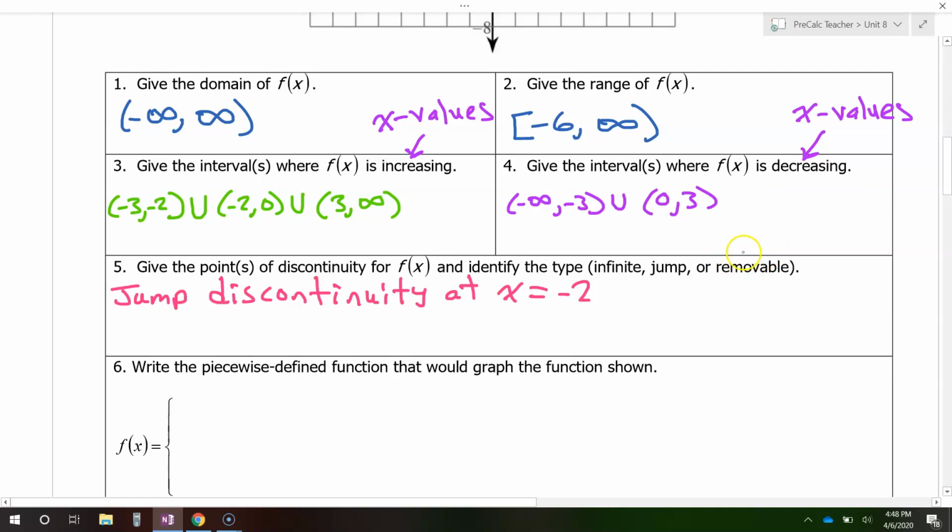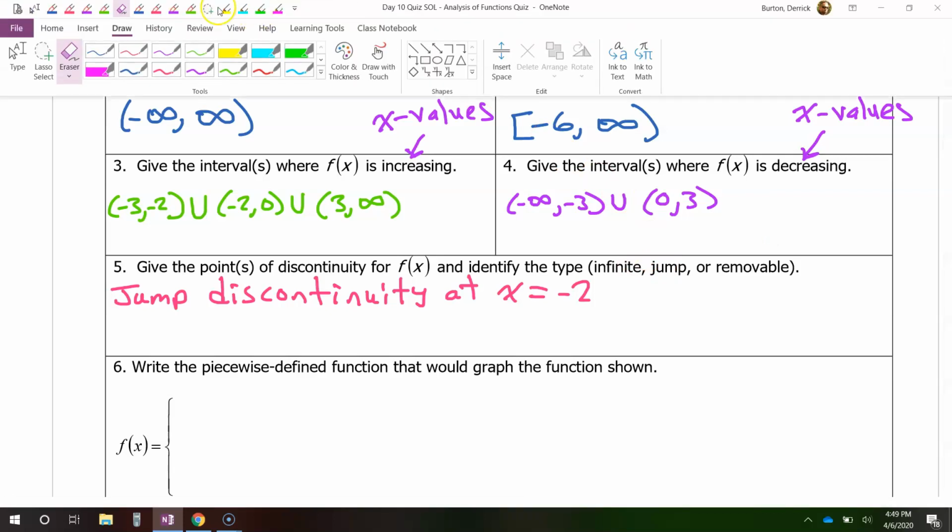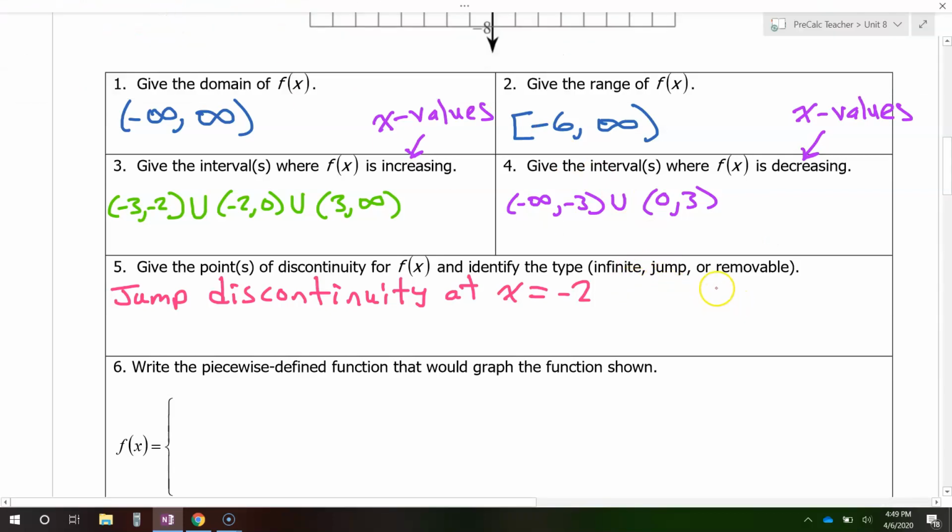A removable discontinuity would be just a hole. So like say if I had something just like this, that would be a removable discontinuity. It would just simply be a hole. An infinite discontinuity is an asymptote. So say if I had one part of the graph on one side of the asymptote, and then I had another part of the graph on the other side of the asymptote. Okay, the asymptote would be an infinite discontinuity.